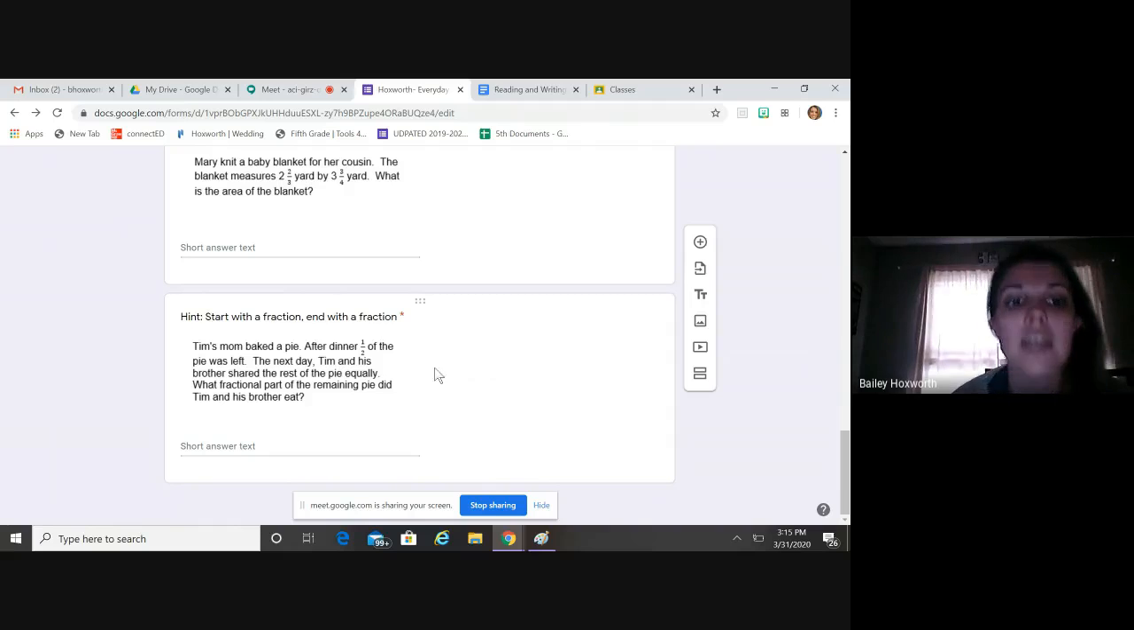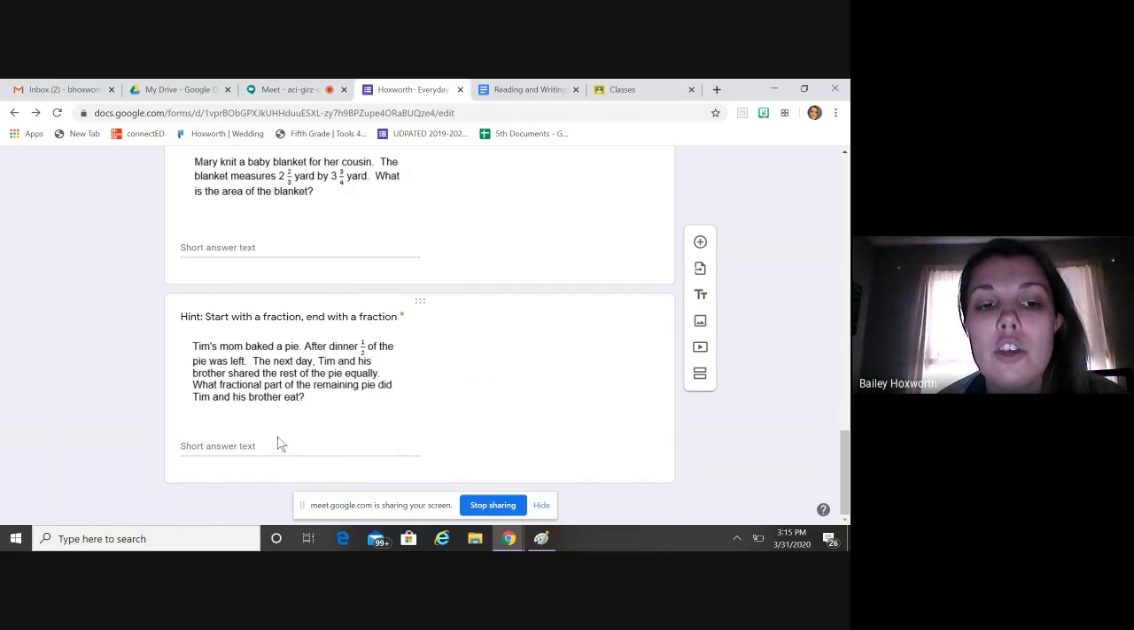That was my hint. If I ever am doing this, that means I'm dividing. So I'm taking half of this pie and dividing it by how many people eat this. So 1/2 divided by Tim and his brother. So 1/2 divided by 2 is giving you your answer for this. Start with a fraction, end with a fraction.